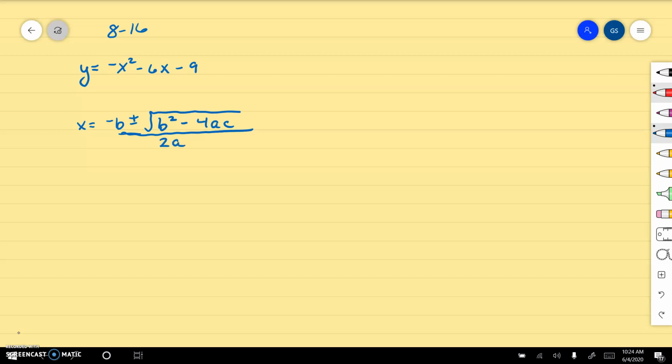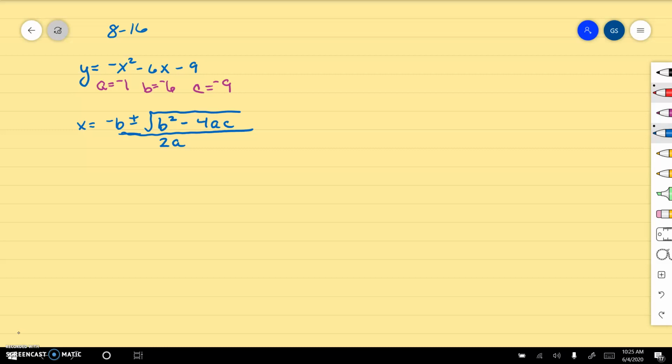Okay? All right, so now what we need to do is name our a's, b's, and c's, our ABCs. All right, so a equals negative 1. B equals negative 6, C equals negative 9, okay? All right, so we're going to fill our formula in then.